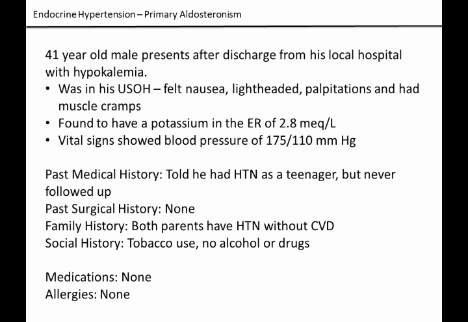Hypokalemia, good. His potassium is 2.8. That's actually the cause of most of these symptoms, in particular the muscle cramps. Family history of high blood pressure, very good. You want to know when the parents were diagnosed, if they were diagnosed early or if they were diagnosed in their 60s or 70s. What else?